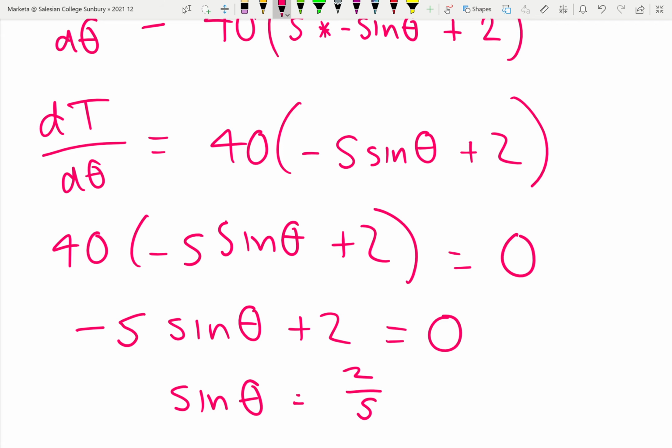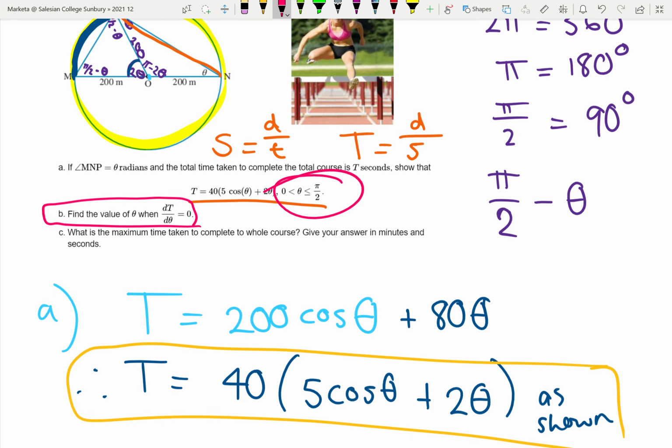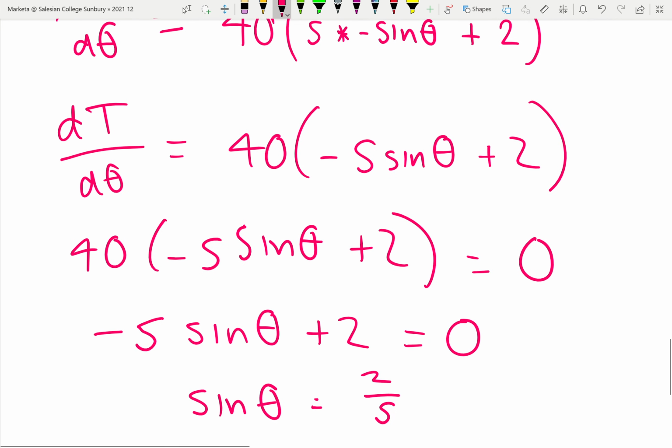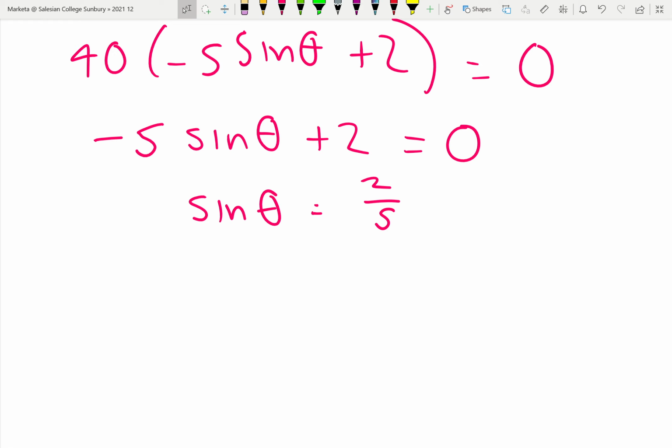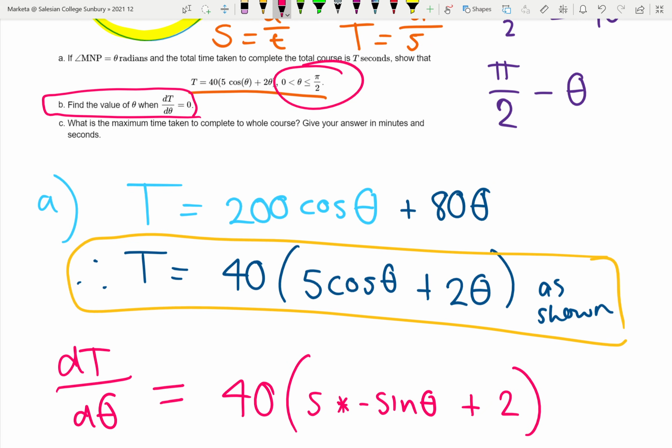And look, you're going to find that on CAS. Notice that we have a domain there, so we would definitely be putting that in, otherwise we're going to get a general solution. And we end up with theta equals 0.4115. Now notice that that's the value of theta for when the gradient is 0.